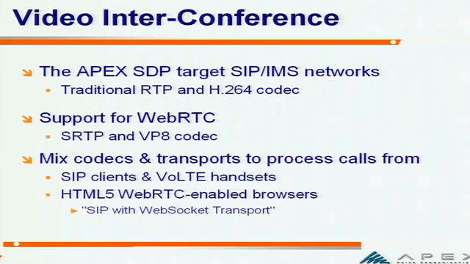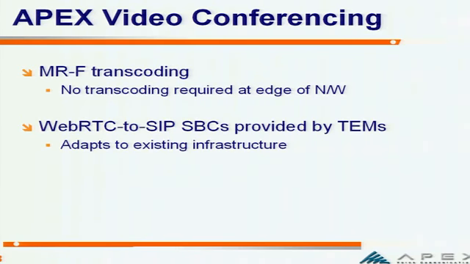So the Apex Service Delivery Platform targets specifically SIP and IMS networks. It supports traditional real-time protocol and also H.264 and H.263 video codecs. What we did is add support for secure RTP and the VP8 video codec, so we can provide support for WebRTC. In essence, we're mixing these codecs and this transport to process calls from SIP clients, as well as VoLTE handsets, and of course HTML5 WebRTC-enabled browsers. And we do that over SIP over WebSocket transport.